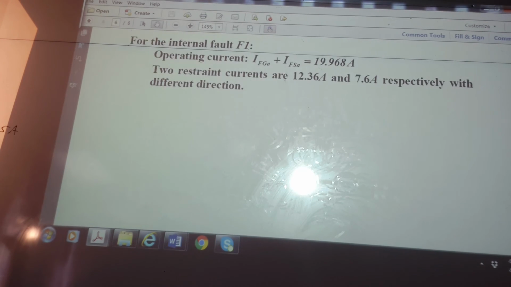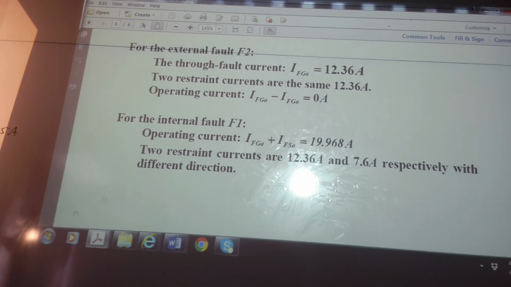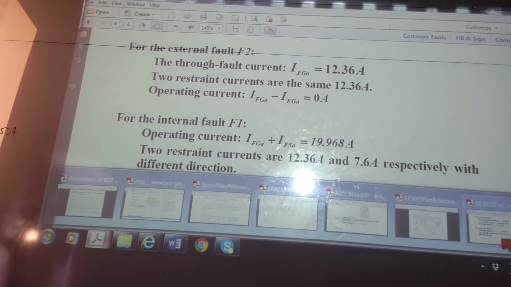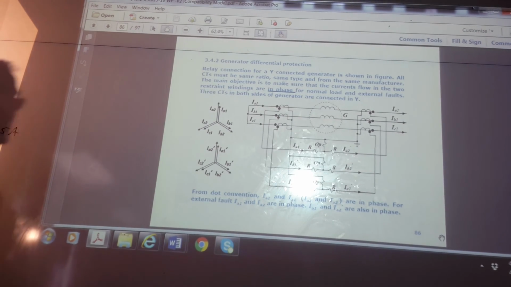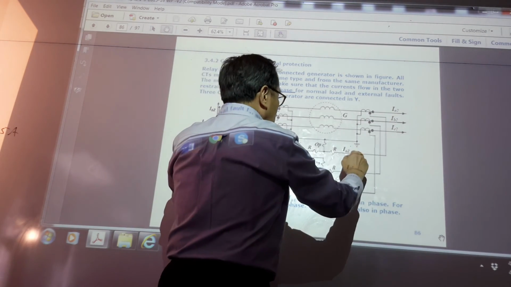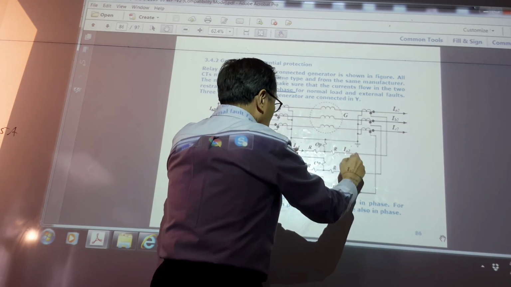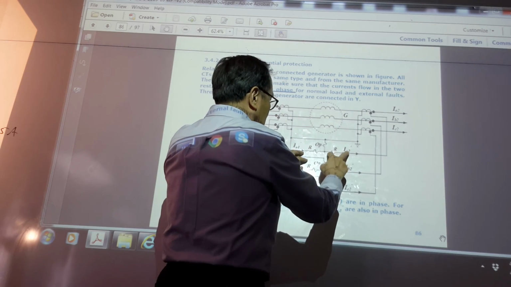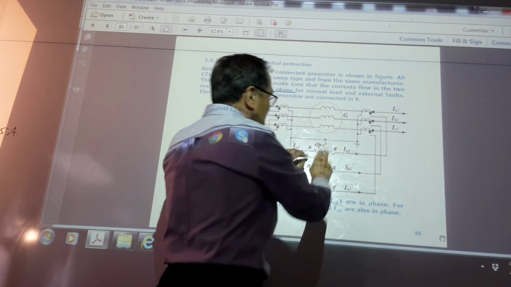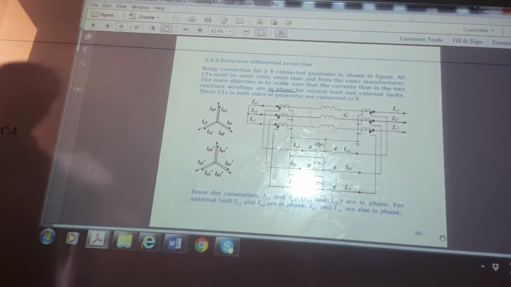Yeah, 20 amps. So this is the same diagram again, except that you notice that for an internal fault, the arrow will not go this way, it will come here. So the two values will add up to about 20. So the relay will start tripping.